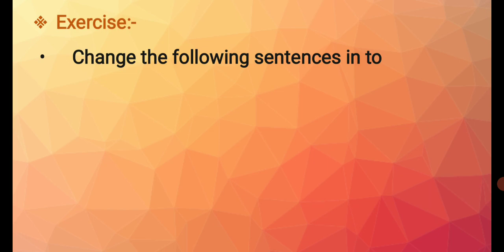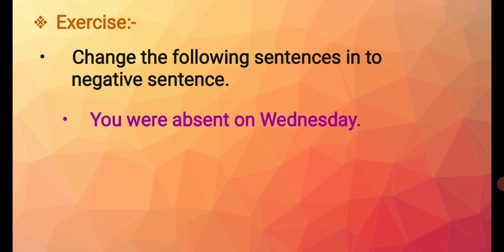So let's do the exercise, and what is the heading? Change the following sentences into negative sentences. So we understand the heading. What is the heading? The heading is that we have been given positive sentences and we have to put these sentences in a negative form. So let's start the exercise.